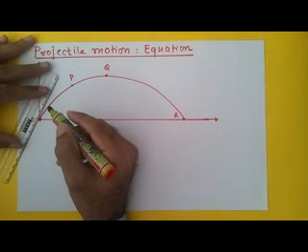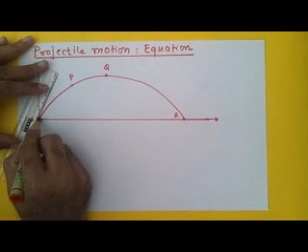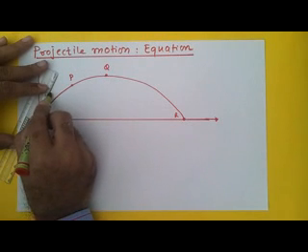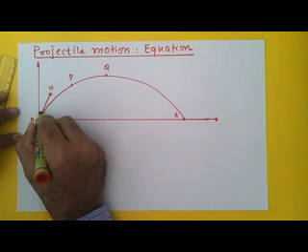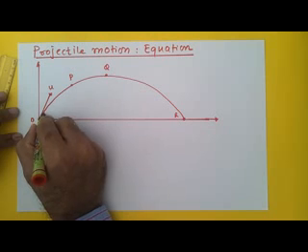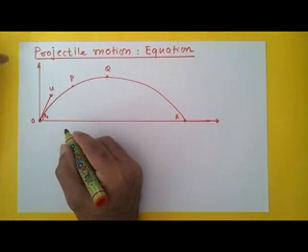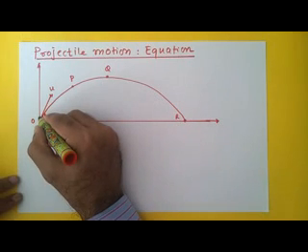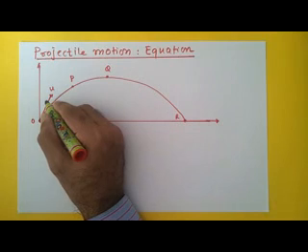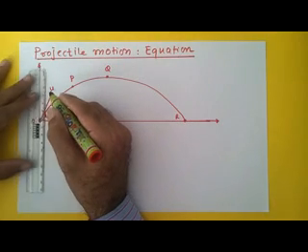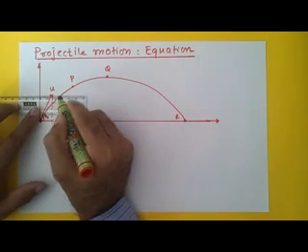So let me show the velocity over here in the form of a vector. It will be a tangent at the origin, right? So this is the velocity u, and let us say it is making an angle theta 0 over here. So the angle made is theta 0. This velocity will have two components: one component along the x-axis and one along the y-axis. So let me show the components.